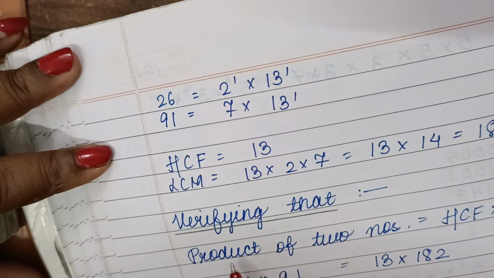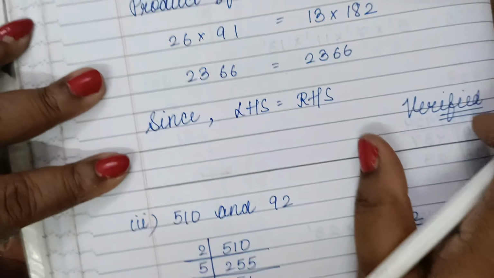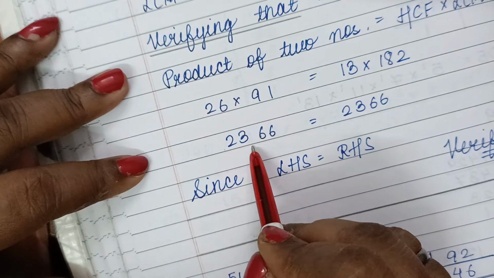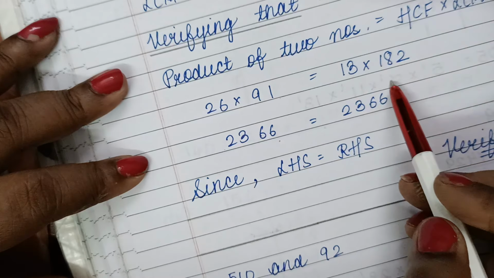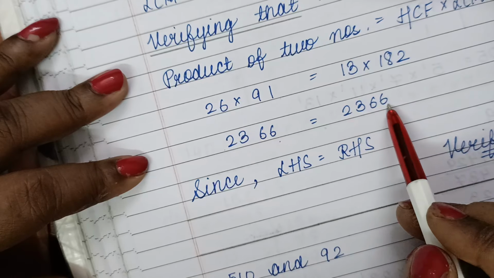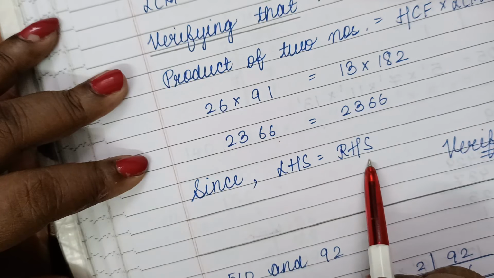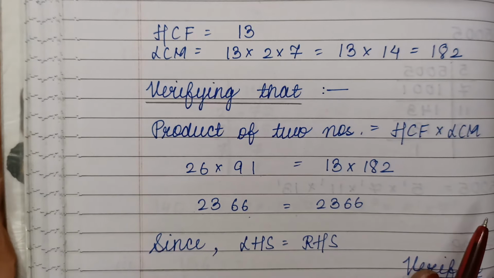Now how to verify that the product of two numbers is equal to HCF into LCM. So just take the product of the two numbers, that is 26 into 91, that is 2366. Similarly, HCF is 13 and LCM is 182. When you multiply, you will again get 2366. So LHS equals RHS. In the same way, children, you have to do the rest of the questions.